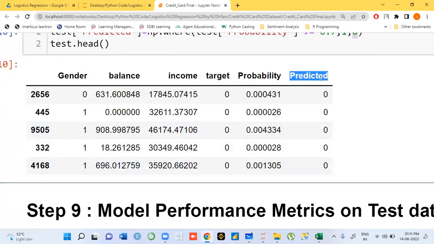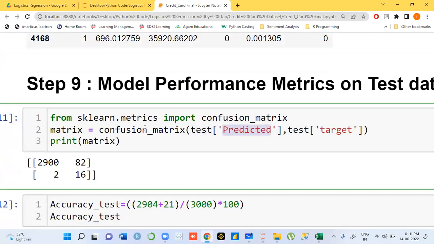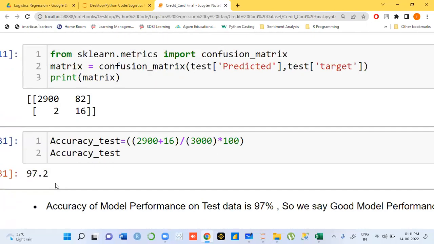Can we make a confusion matrix now? Confusion matrix of predicted wise, target wise. What is the TP value? 16. TN value 2900 divided by total number of rows. How much is accuracy? Clear? So can I say the model was good and the performance is also good?